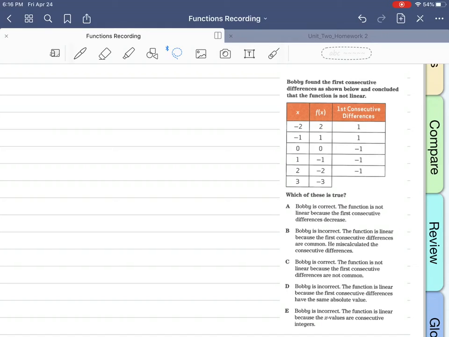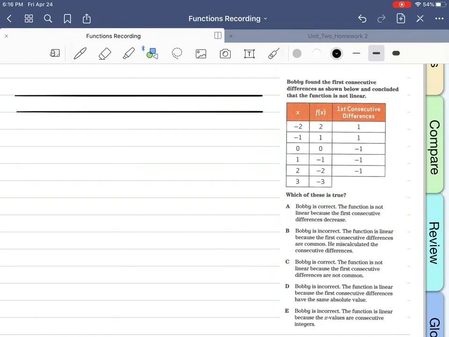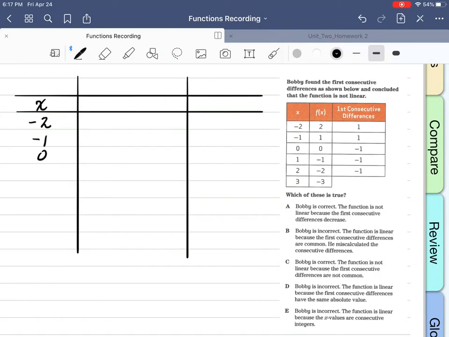So we know the purpose of this problem was to find the first consecutive difference. So let's set up a table to do that. And I'm going to do it this way this time because I want to show you something. We know that the first column is x. There are 6 of those values. I really don't need these last lines, and I don't need this top line.